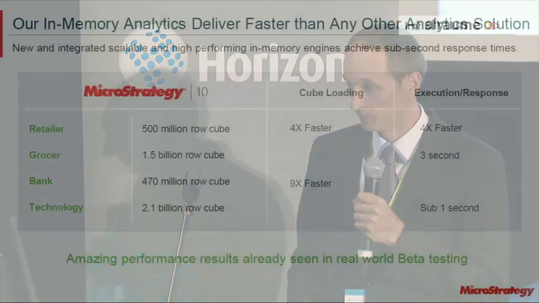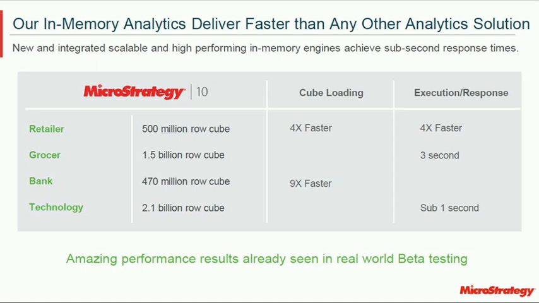So if you look at some examples that we did already, for example, a retailer has a 500 million row cube, and now with MicroStrategy 10, in this case, the cube loading is 4 times faster, and the execution response time is 4 times faster. Another example is a 1.5 billion row cube, whose execution is about 3 seconds. Or a banking institution has a 470 million row cube, which can be loaded now 9 times faster. Or for example, in technology, we have an example of a 2.1 billion row cube that can execute and respond below 1 second, right?